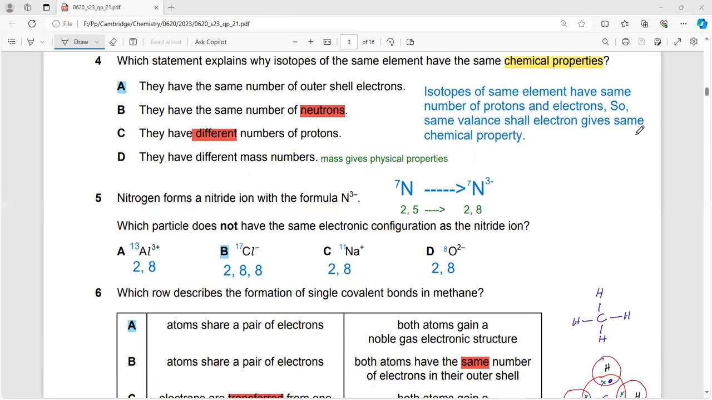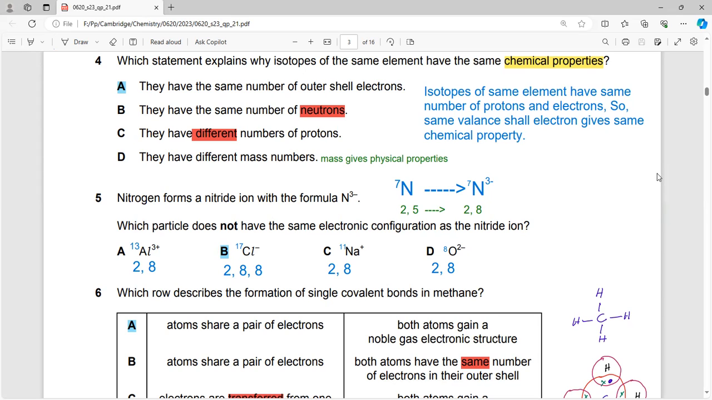Question number 4. Which statement explains why the isotopes of the same element have the same chemical property? Now, this question is related to chemical property. So isotopes of the same element have the same proton number. If they have the same proton number, then the number of electrons is the same. So all isotopes, if they have the same number of electrons, have the same outermost shell electrons. So that's why they have the same chemical property.